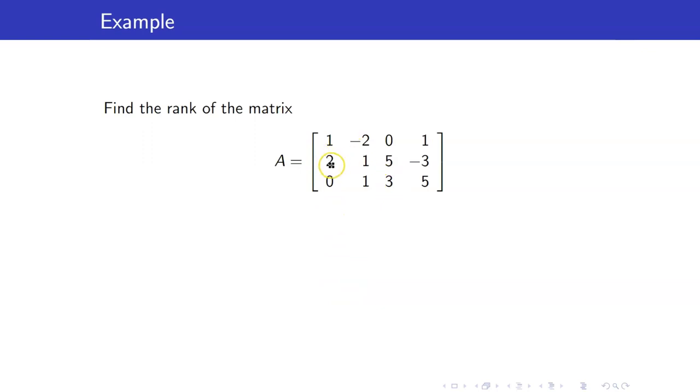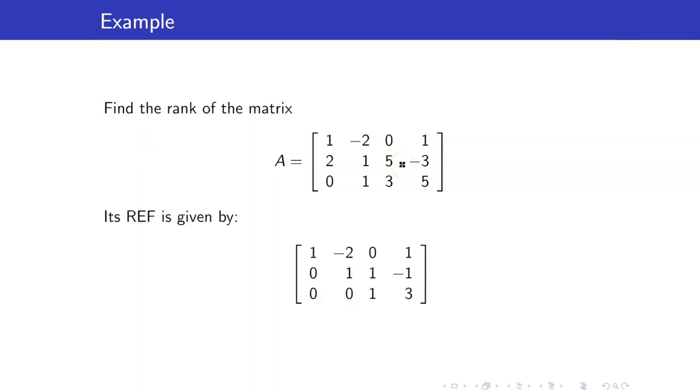For example, I have this matrix A. Let us find its rank. We just have to get its row echelon form, and it is given by this matrix. Here are the pivots, our leading entries, and therefore, the rank of A is equal to 3.